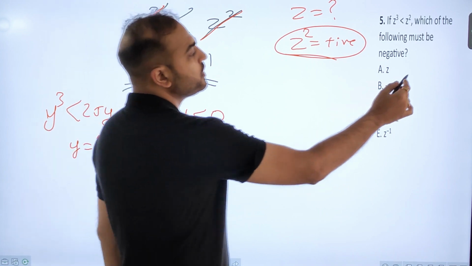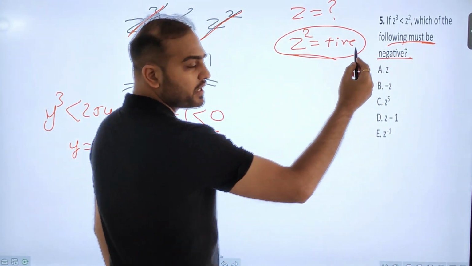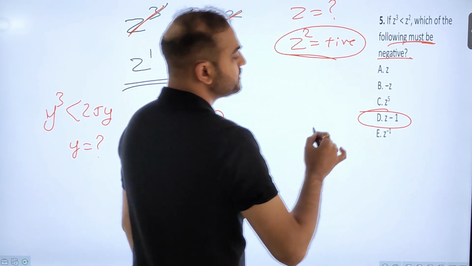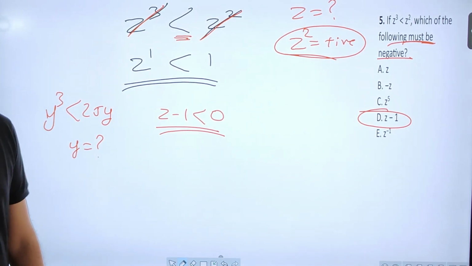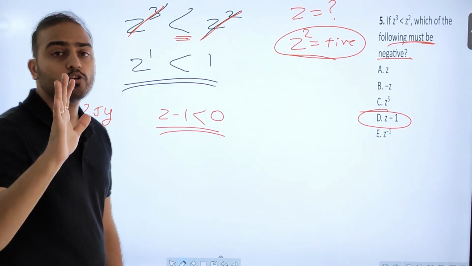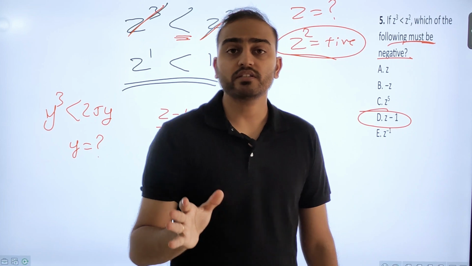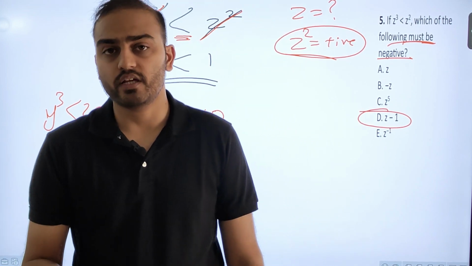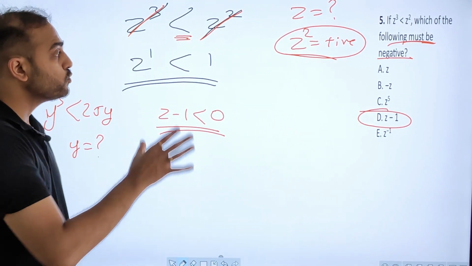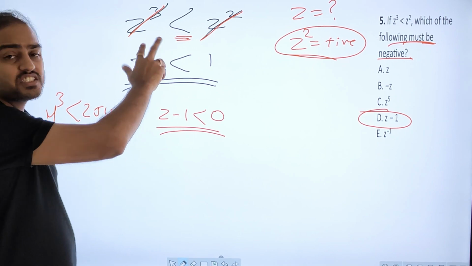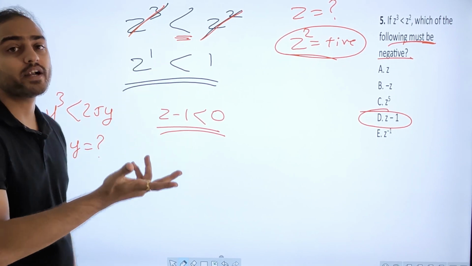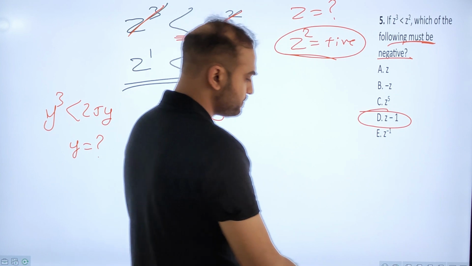What do they want? Which of the following will definitely be negative? So z minus 1 is definitely negative. Remember, you cannot cross multiply variables if you don't know the sign of the variable. If you know, you can cancel and change the sign or keep the sign accordingly.